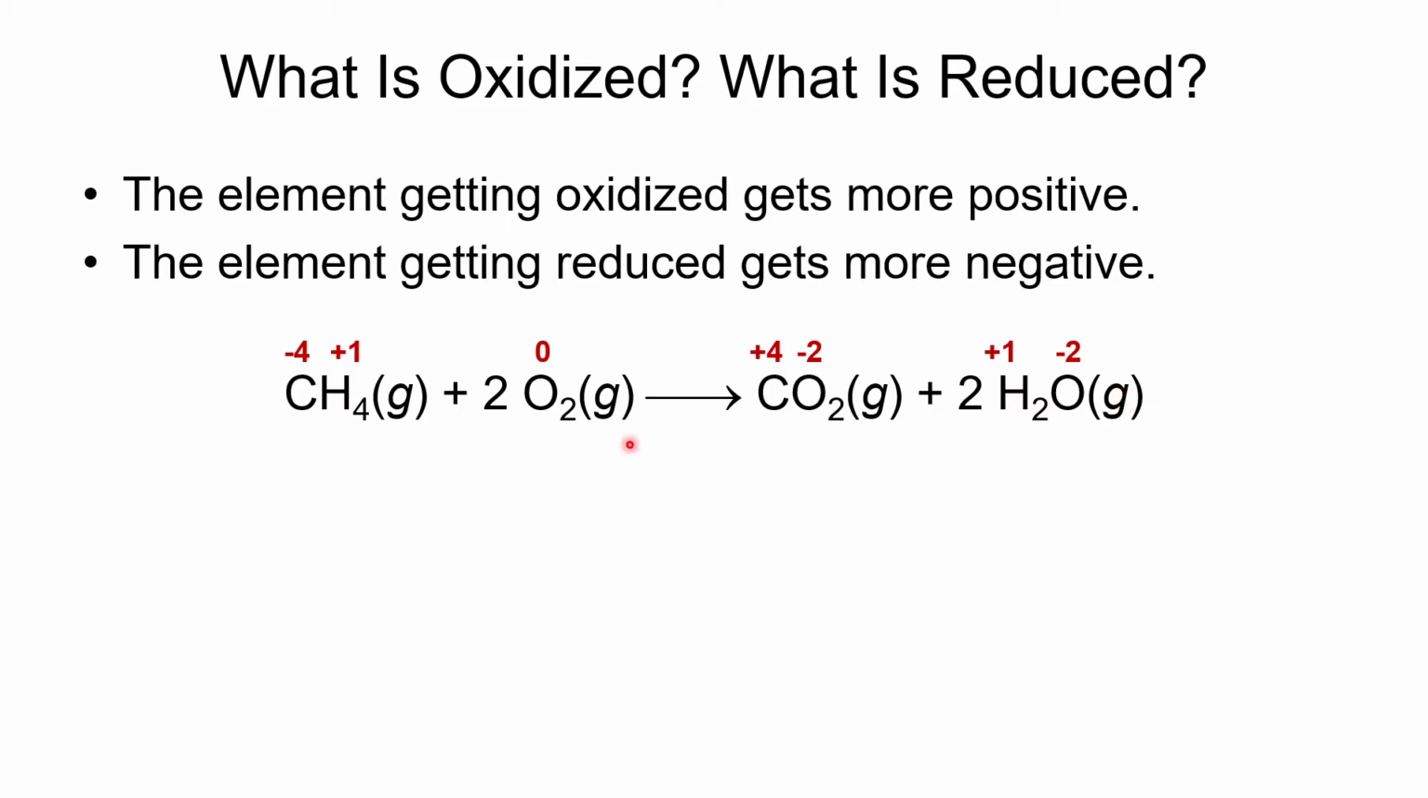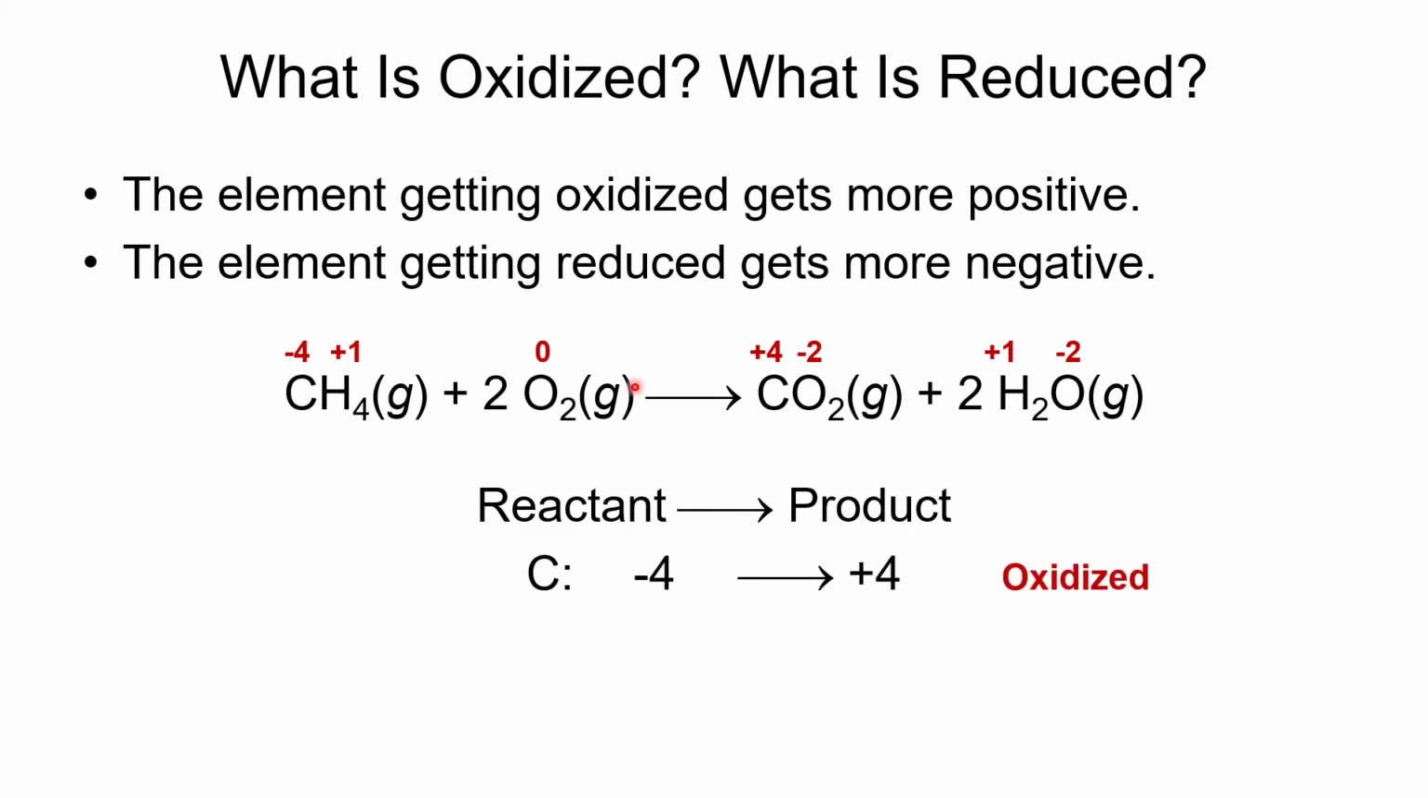So now that we've done that, we want to look at each element. We'll start with carbon. Carbon went from -4 to +4. So carbon got more positive, therefore carbon got oxidized. Again, it went from -4 to +4. It got more positive, therefore it got oxidized. It is not a coincidence that carbon has more bonds with oxygen. Typically, when things get more bonds with oxygen, they end up getting oxidized.